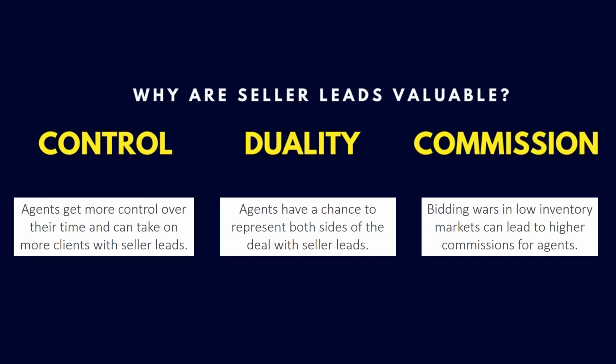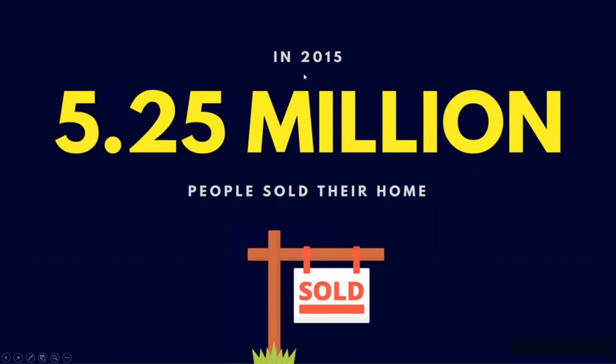Also, you have the opportunity as an agent for what we call duality, or the potential to not only sell that home, but also help that home seller find a future property. So you have the chance to represent both sides of the deal with seller leads. And that can lead to higher commissions, of course, but also bidding wars in low inventory markets can lead to higher commissions for agents. So if you are a broker or if you have a team of agents, these are the types of leads that a lot of agents find appealing and valuable.